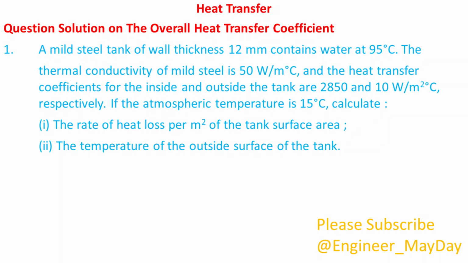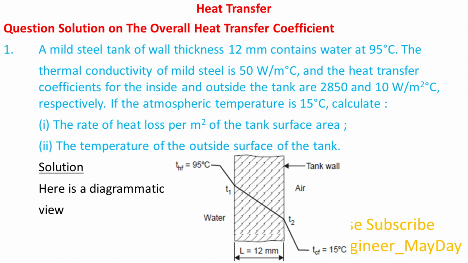If the atmospheric temperature is 15 degrees Celsius, calculate: 1. The rate of heat loss per square meter of the tank surface area. 2. The temperature of the outside surface of the tank. Solution. Here is a diagrammatic view.